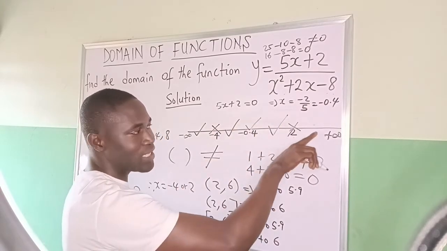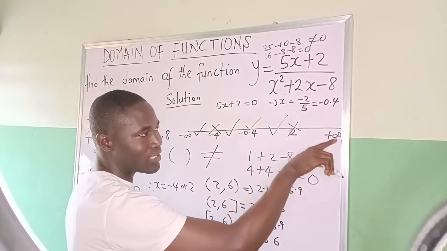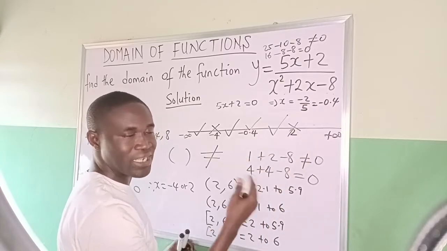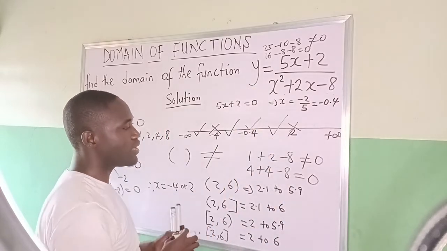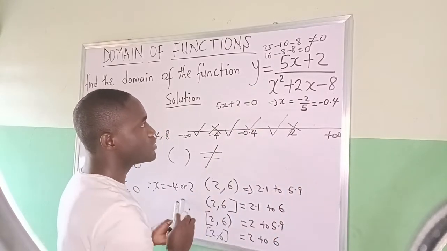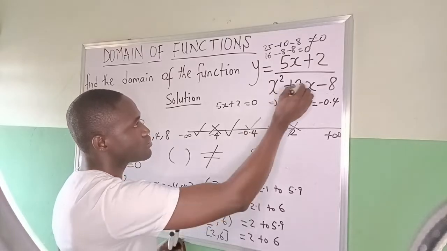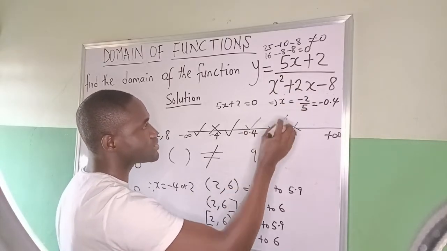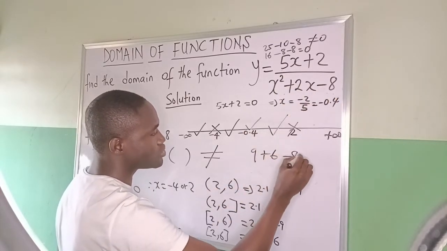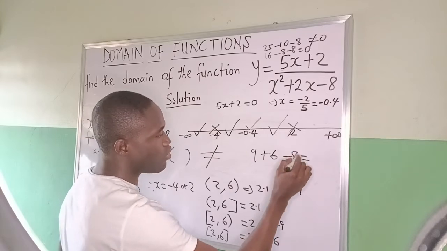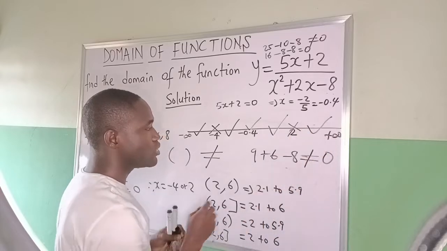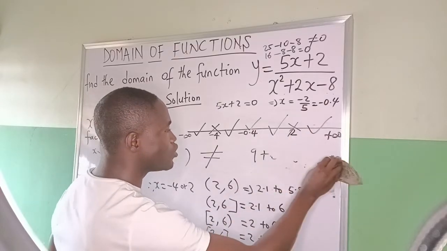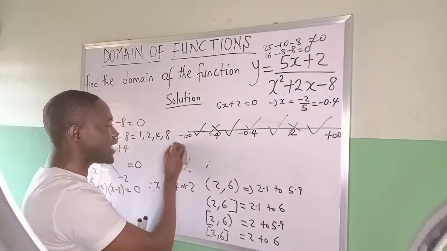I will now carry the next number in between 2 and infinity. That is 3, 4, 5. So I can take like 3. Put 3 here. 3 squared is 9. 2 times 3 is 6. Then minus 8. It didn't give me what? 0. Not equal to 0. I'll mark good. Now, what I will do is to package all the places I have good.